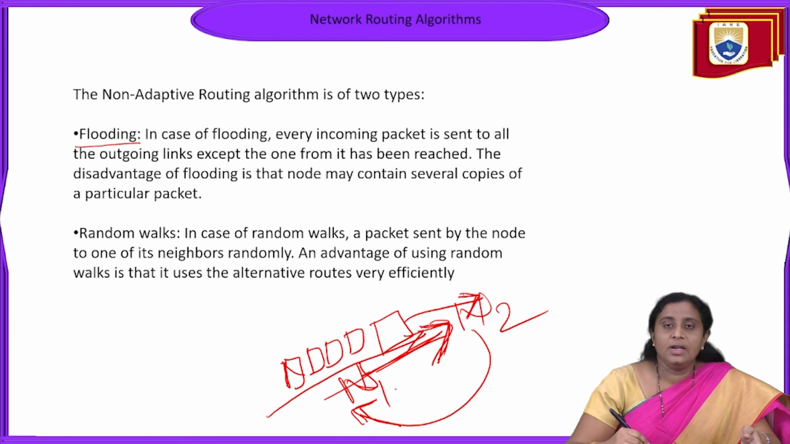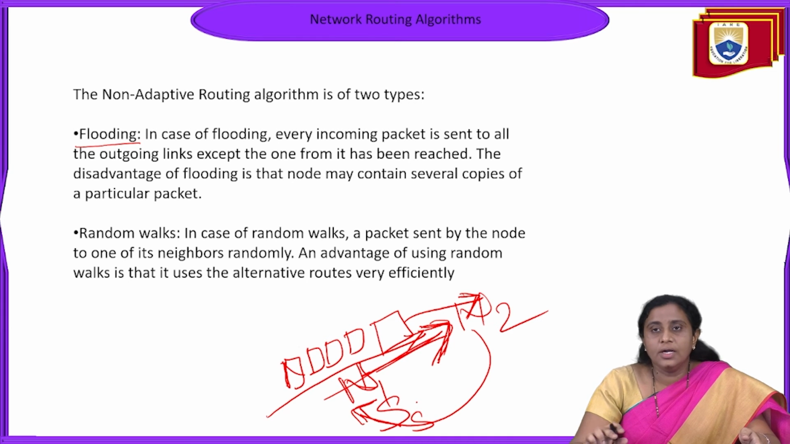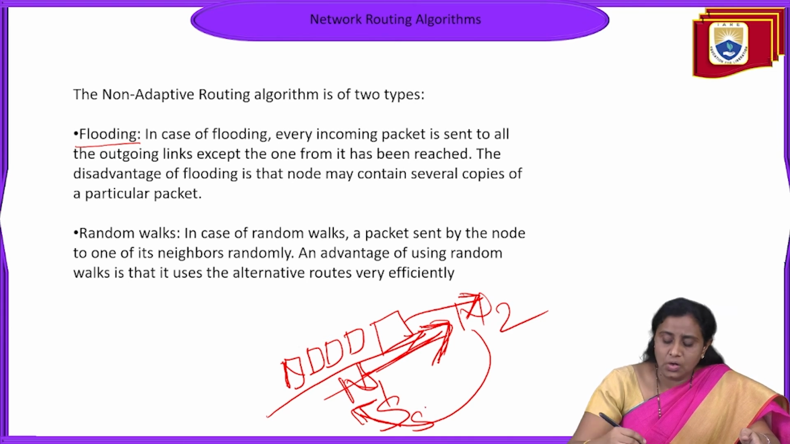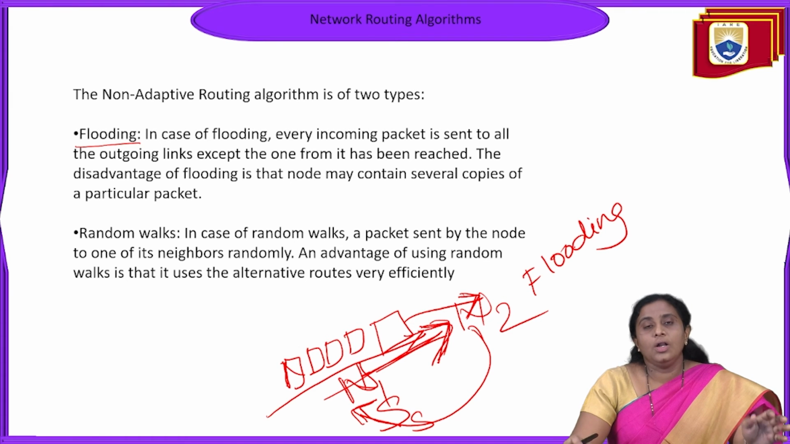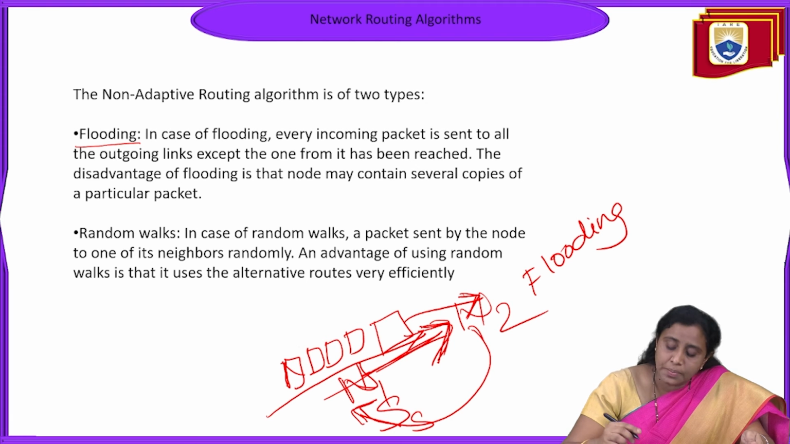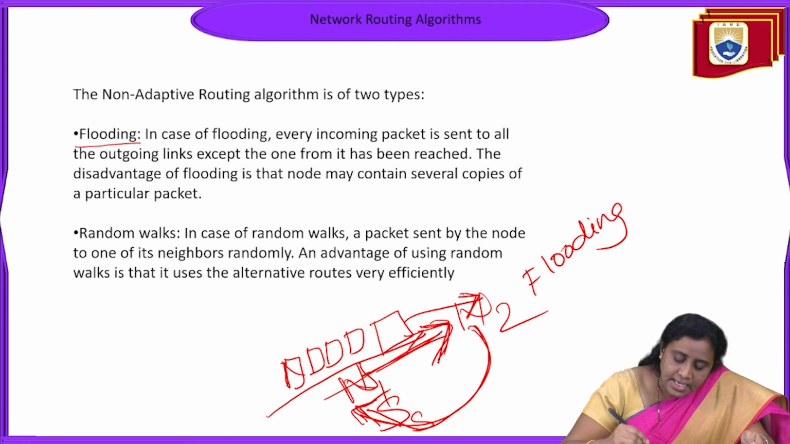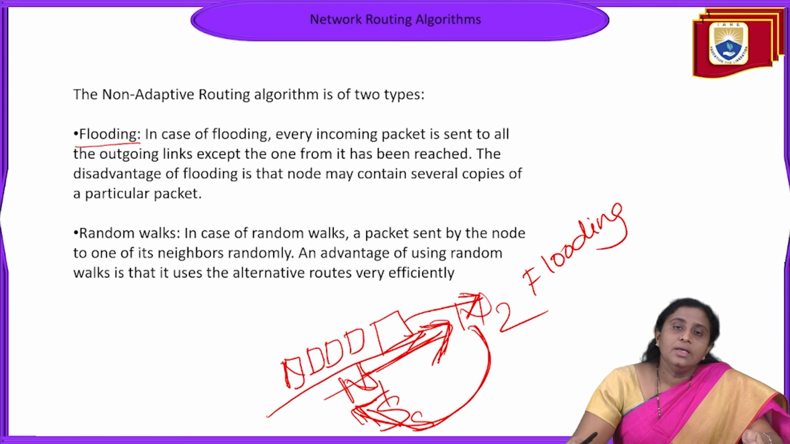Whenever node 1, the sender or source, does not get any type of acknowledgement from node 2, that process is what we call flooding. Flooding means simply the heavy flow of packets without getting an acknowledgement back to the router or the sender at node 1. It is nothing but the flooding algorithm, the first of the non-adaptive routing algorithms.